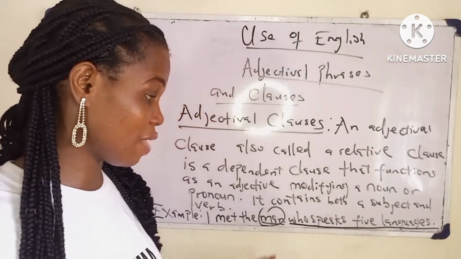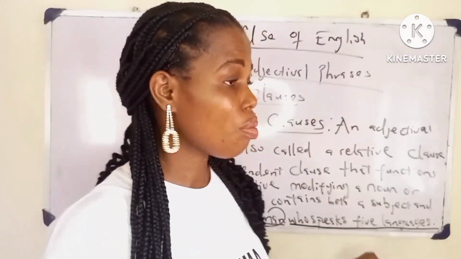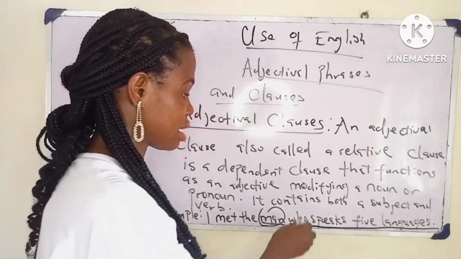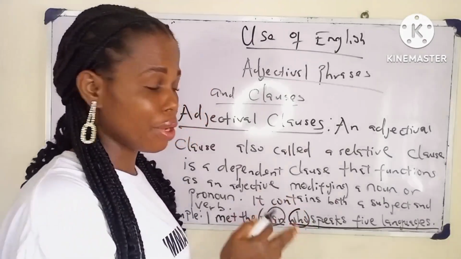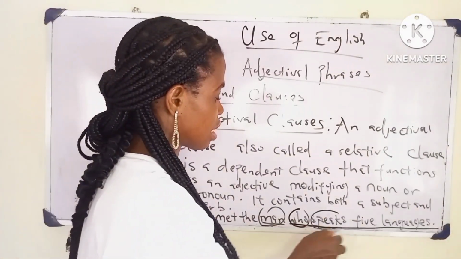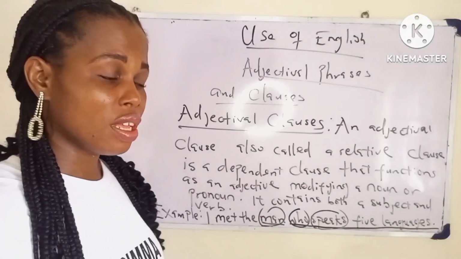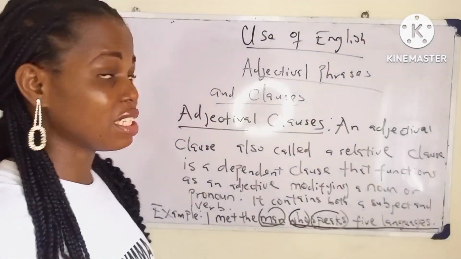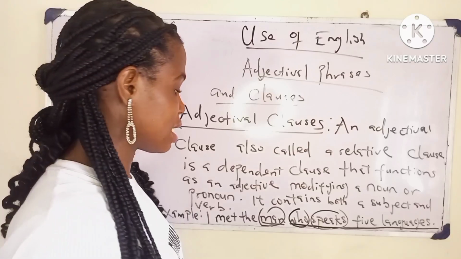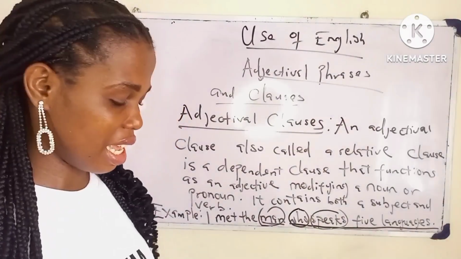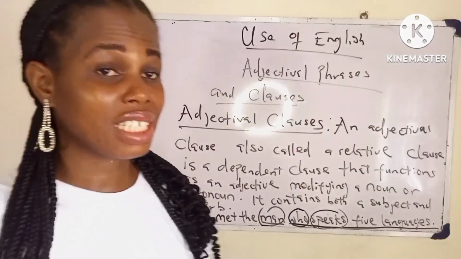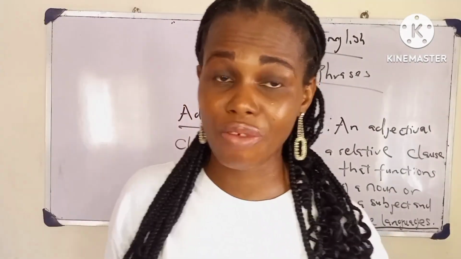After we've identified a group of words to be a clause because it contains a subject, we have a subject here, who, which is a relative pronoun. Who speaks, speaks is a finite verb. Now we've identified it to be a clause, and we have seen that it describes a man. I hope that is clear. So that is how to identify an adjectival phrase and an adjectival clause.